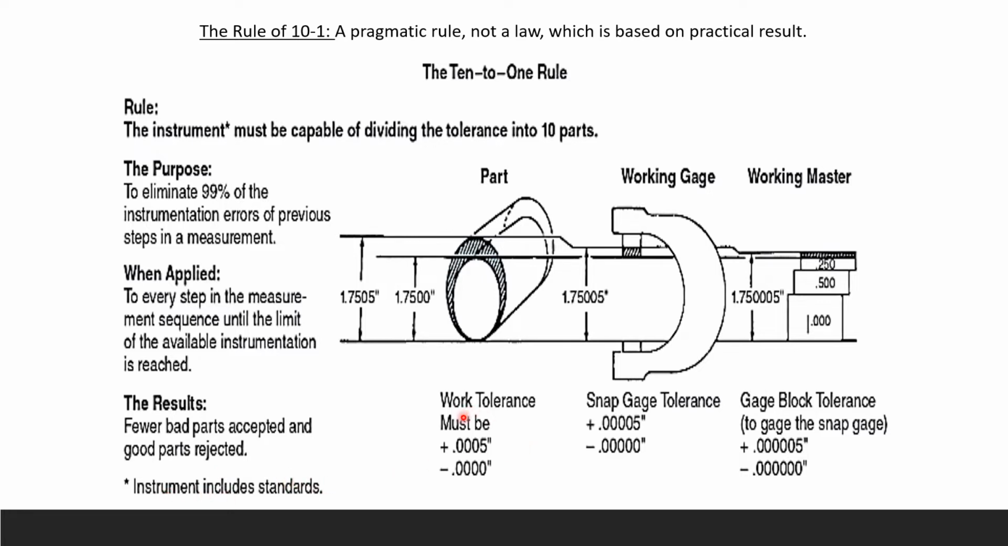Here you can see your work tolerance has to be between here and here. That's your plus and minus, and this is your range. This rule is telling you your instrument has to divide that tolerance into 10 parts, or it's not good for calibration. Then your snap gauge tolerance here and your gauge block tolerance here. It doesn't matter which tolerance. If your instrument is dividing the tolerance into 10 parts, you are okay with this rule.